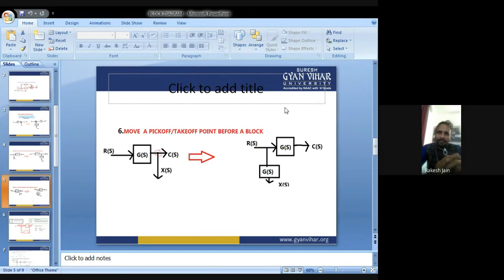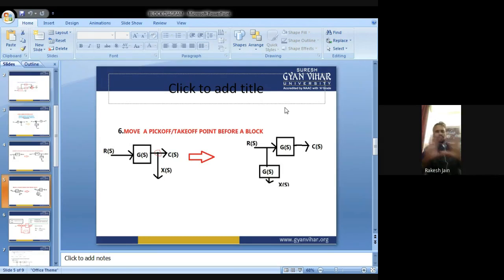So if we wish to move a pick off or take off point after a block, then whenever we want to move, we can move it, but the gain of that block, which was GS, also comes with that axis. So here it was a. So all of these rules are very much important related to the block diagram reduction technique.